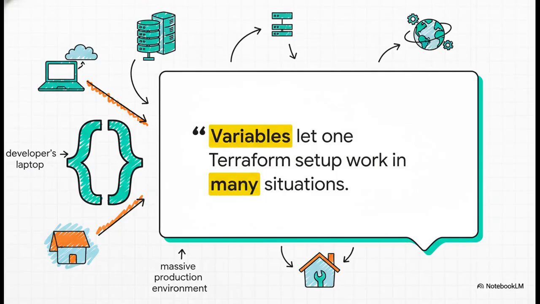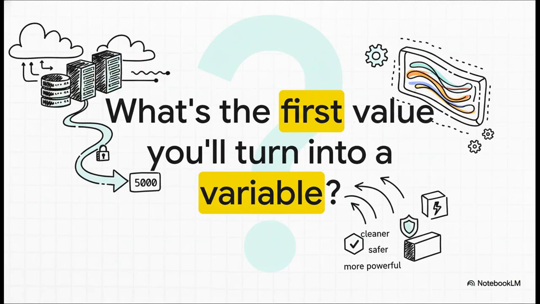If you remember just one thing from all of this, let it be this. Variables are what let a single, well-written Terraform configuration become flexible enough to work in dozens of different situations, from a developer's laptop all the way up to a massive production environment. So I'm going to leave you with a question to think about. Go look at one of your own projects right now. What's the very first hard-coded value that you're going to turn into a variable? Start right there, and you'll be well on your way to writing cleaner, safer, and way more powerful infrastructure code.